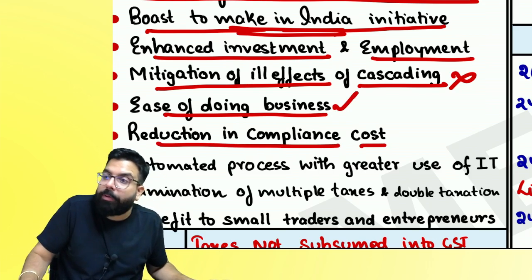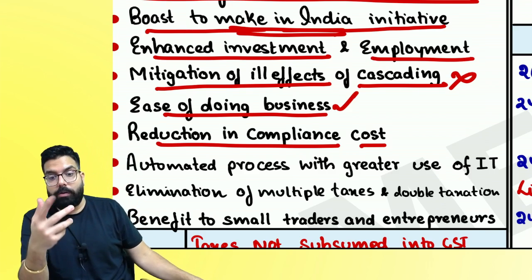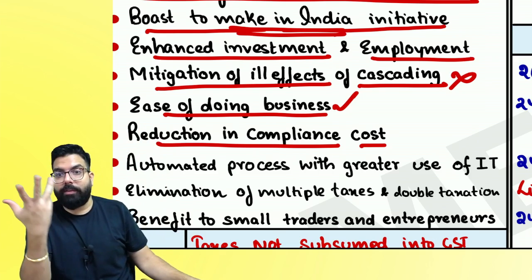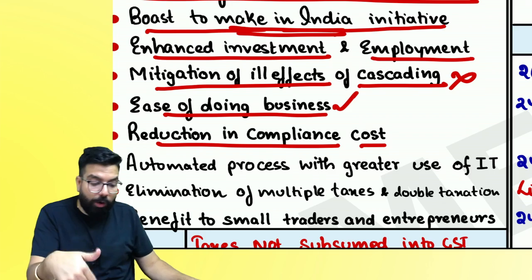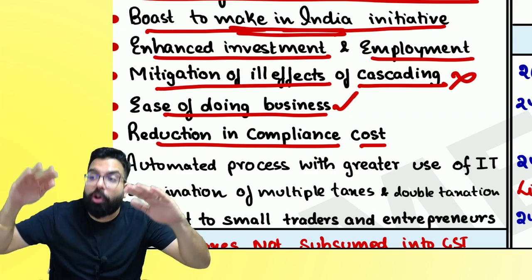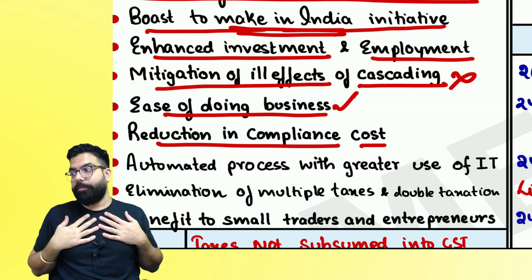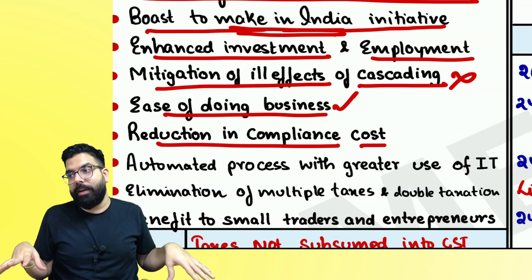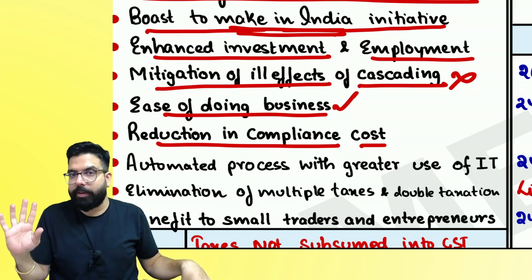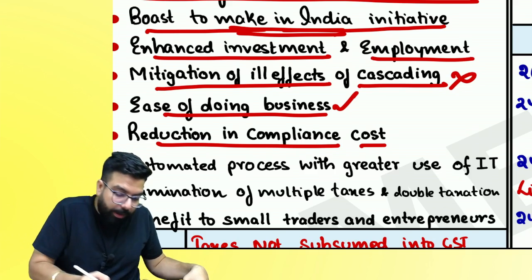Compliance cost has also come down. Earlier my CA charged separate fees for the service tax return, separate fees for the VAT return, and separate fees for the excise returns. Now what will happen? Only one return, the GST return. So compliance cost has come down for traders. CAs will say, oh no, but GST also has too much work. Are we clear? Did you guys get it till here?